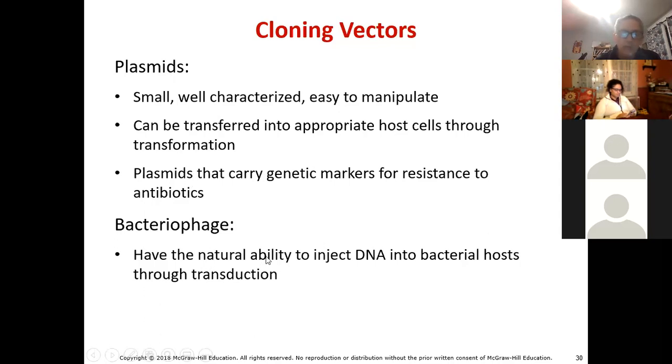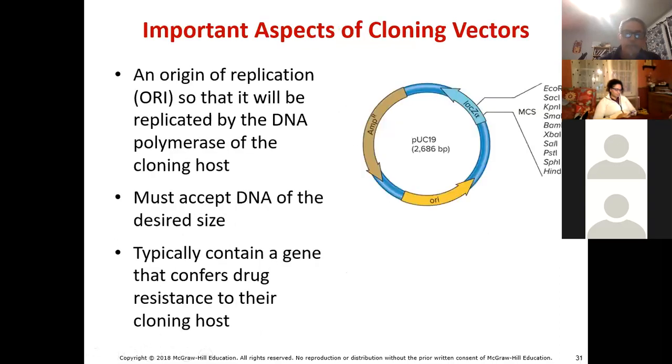You can use a bacteriophage. If you remember, that was our transduction. It has the natural ability to inject DNA into bacterial hosts through transduction. An important aspect when you create a cloning vector: you can buy these cloning vectors, and they can have established sites for these different endonucleases. These are just examples, and you can buy all these enzymes from a company.